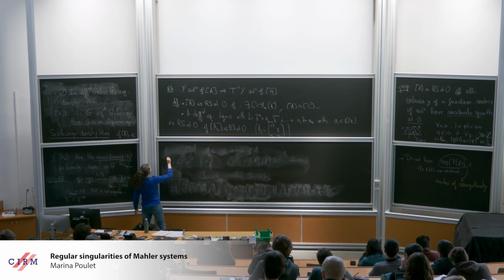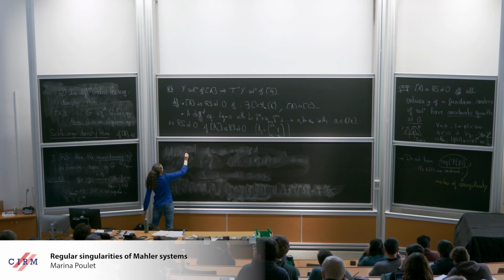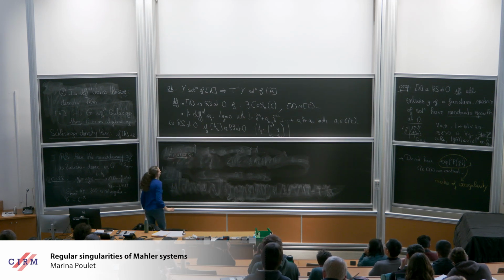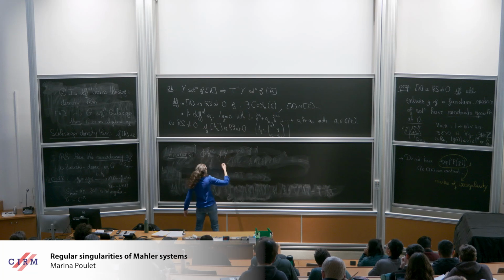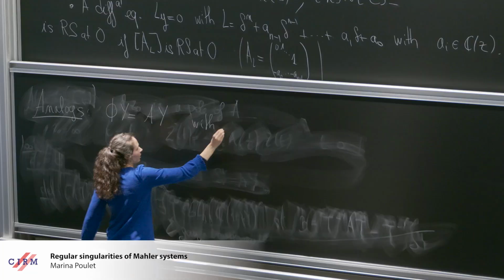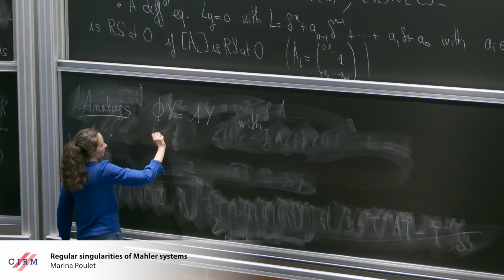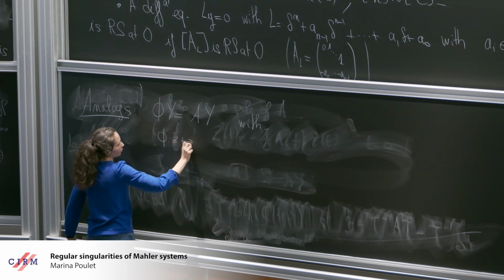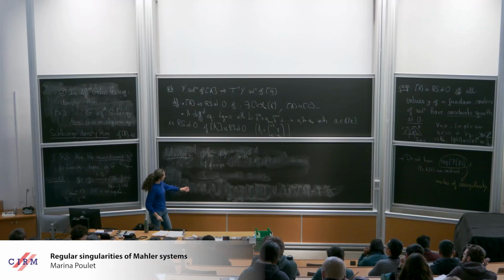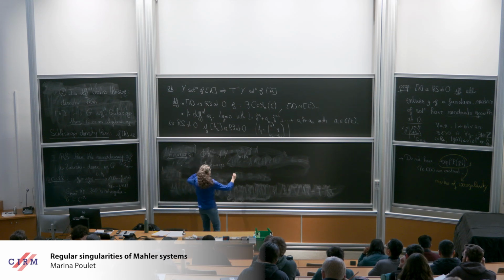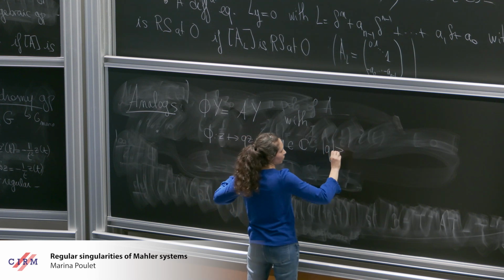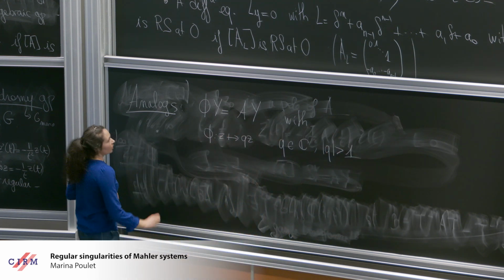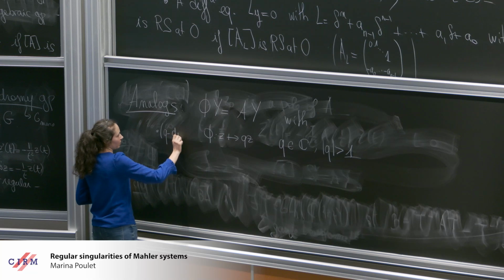So you have analogs. For example, we are looking at a system of this form, where phi is this operator. You take this instead of the derivation, where Q is a complex number, and we can assume that its modulus is greater than 1. It's called the Q-difference systems.